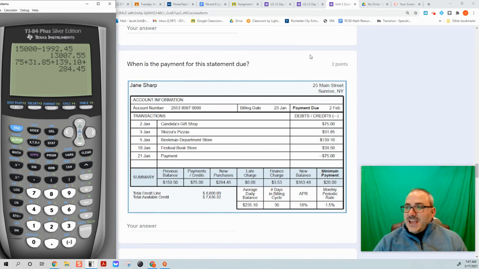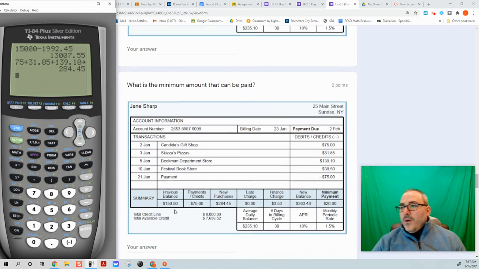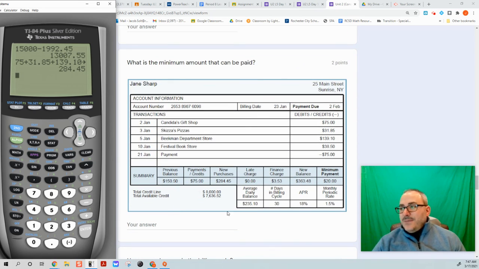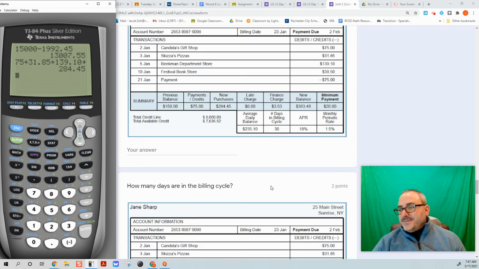When is the payment for this statement due? When is the payment due? Well, hopefully you looked at this and you said, oh, February 2nd. Payment due February 2nd. That's what should go in there. What is the minimum amount that can be paid? That's the minimum payment. And hopefully you see here in the lower right-hand corner, there's the minimum payment, $20, right?